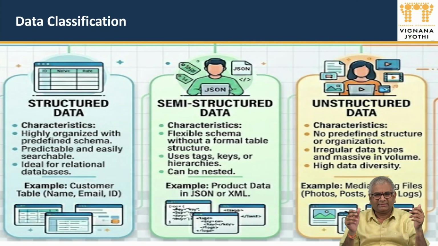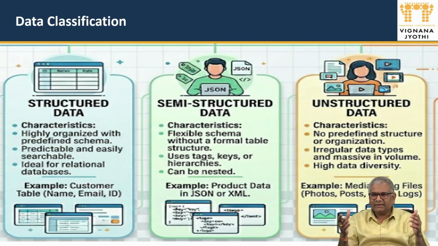Schema is like a format. Schema is nothing but a format, right? So predictable and easily searchable, all this stuff. For example, a customer table with name, email, ID, that's structured data. Semi-structured data has a flexible schema format without a formal table structure, with tags and keys and all that stuff. So JSON, configuration files, Java properties files, all these come under semi-structured data.